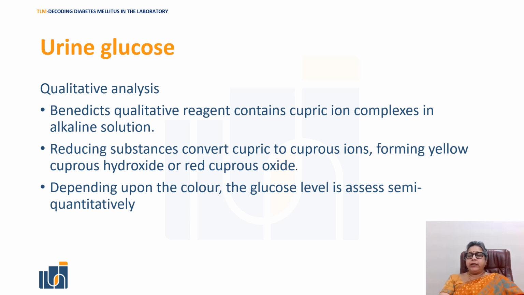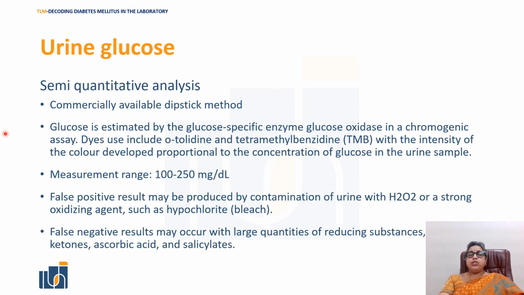Now we've got a little better. We use the commercially available dipstick method. We have done away with this manual method of using the liquid reagent. So here you have glucose, which is estimated by a glucose-specific enzyme, which is glucose oxidase, in a chromogenic assay. So this is using the dipstick, which can have either 10 parameters, or it can have only glucose, or it can have glucose and protein on these plastic strips in which you have little pads, which are specifically coated with the reagent, which is the enzyme and the attached chromogen or the dye.